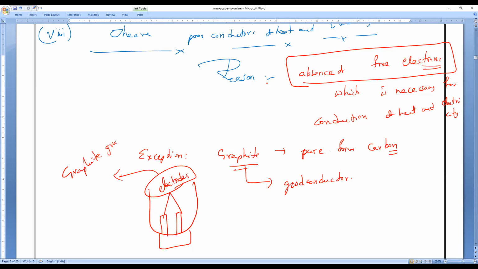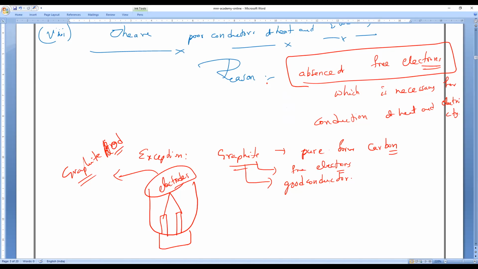Understand? Yes, sir. The electrodes which we use in the electrolysis process are basically graphite rods, because of their extremely high conductivity of electricity. Graphite has free electrons, so it is a good conductor of electricity.